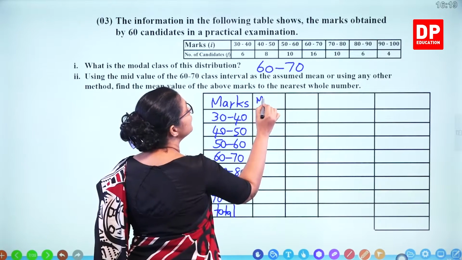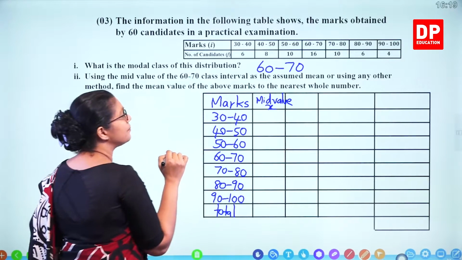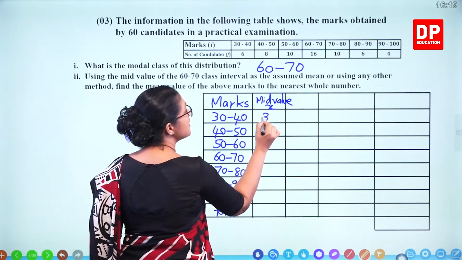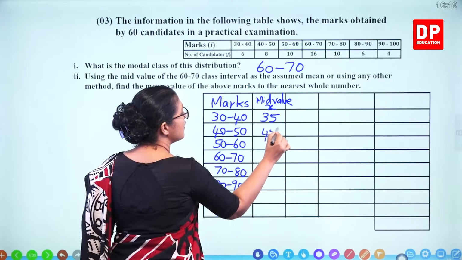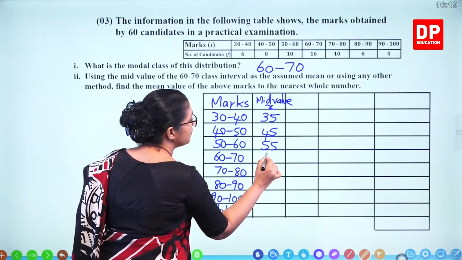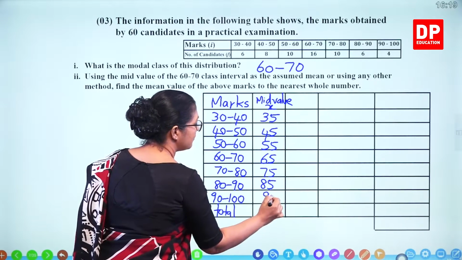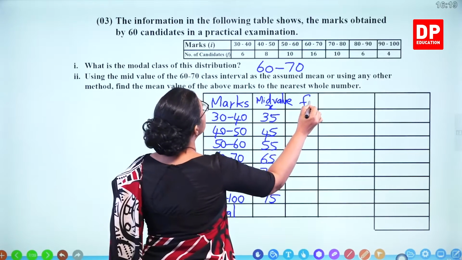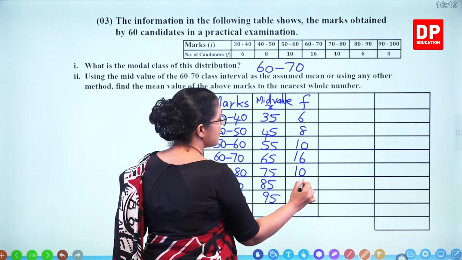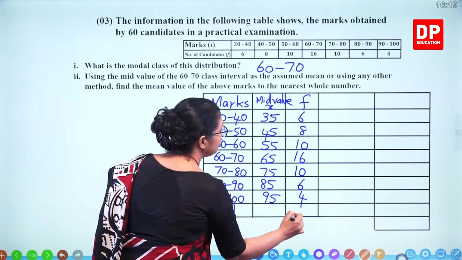So mid value, you need mid value of the interval. That's x. 30 plus 40 divided by 2. So mid value is 35, 45, 55. So all are increases by 10. 75, 85, 95. And the frequency is given 6, 8, 10, 16, 10, 6, 4. So the total is 60.